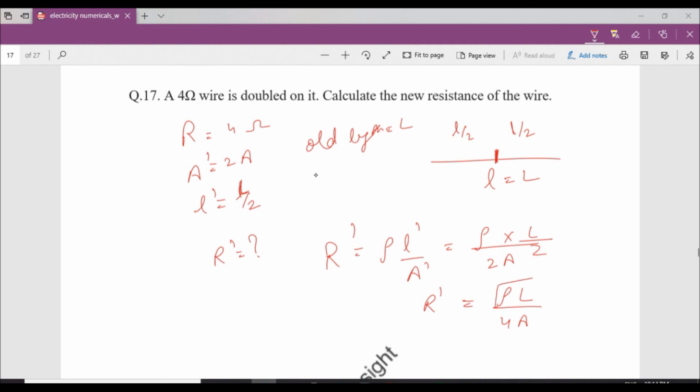So rho L upon A, this is your actual, original resistance. R by 4 means the old one. So 4 by 4, it comes out to be 1 ohm. So your new resistance after doubling will be 1 ohm.